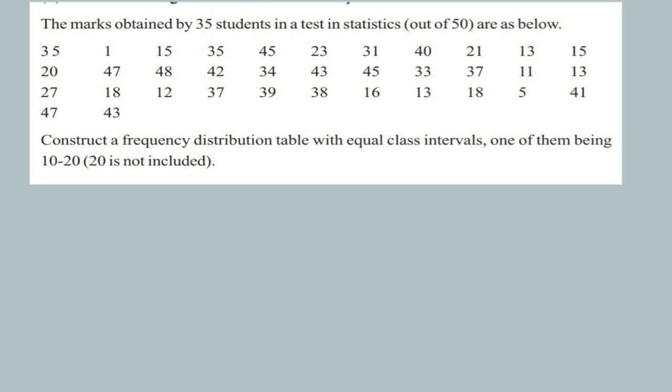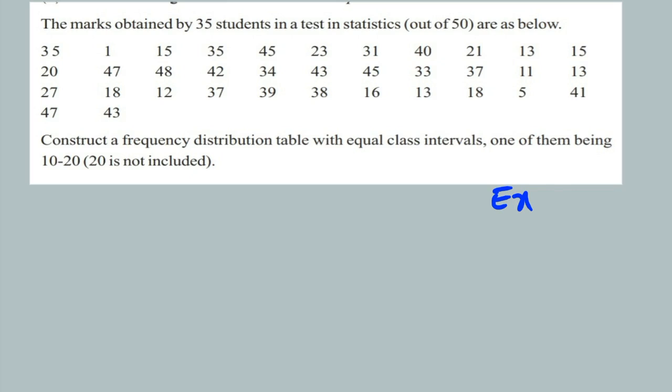So one class interval is already given, and they said 20 is not included. That means these are exclusive class intervals. We have to understand that from the given information. Sometimes in the question they give the class intervals, or they give the class length. So by this we can write all the remaining class intervals.